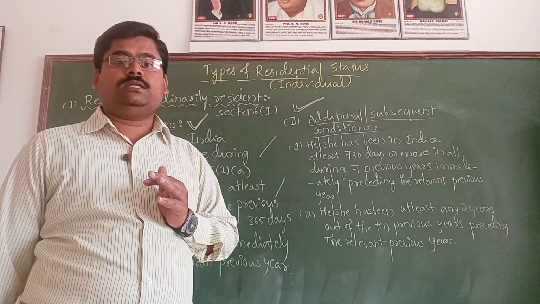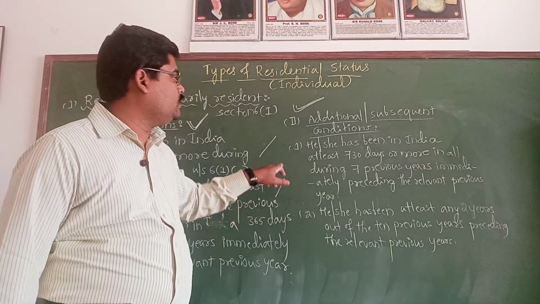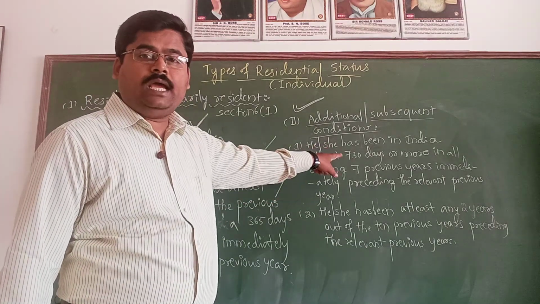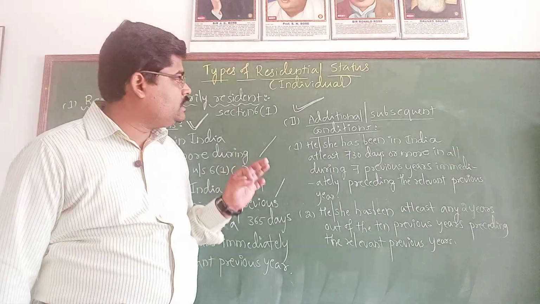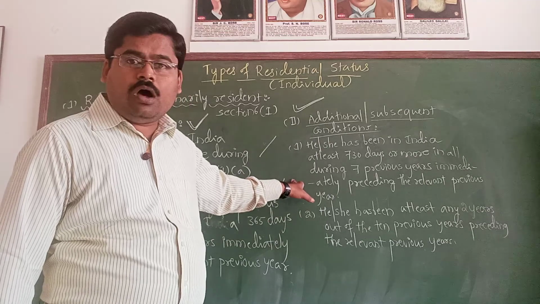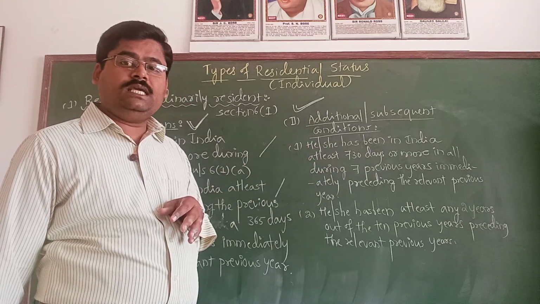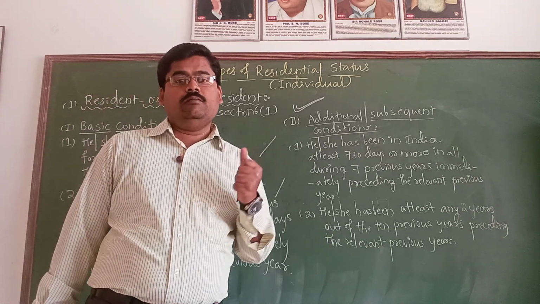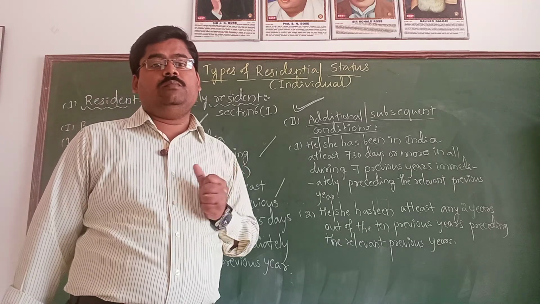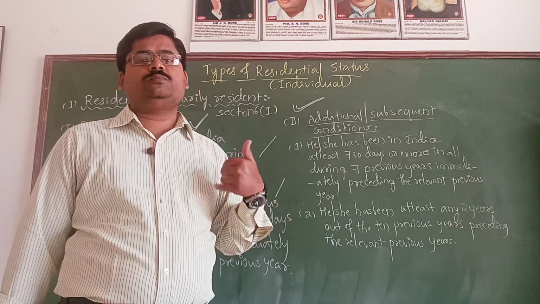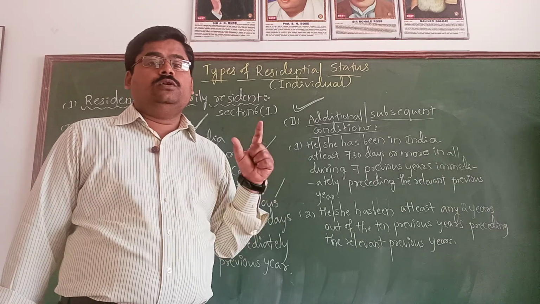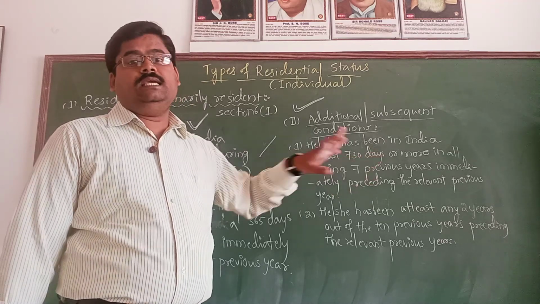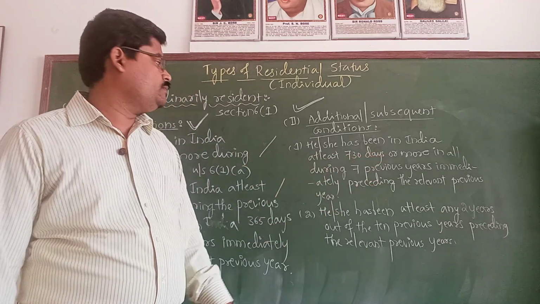So till now I have discussed the basic conditions. Now let me go to the additional conditions, or the subsequent conditions. What are those? He or she has been in India at least 730 days or more in all during the 7 previous years immediately preceding the relevant previous year. It means that he must be in India at least 730 days, or if it is possible more, during the 7 previous years immediately preceding the previous year.